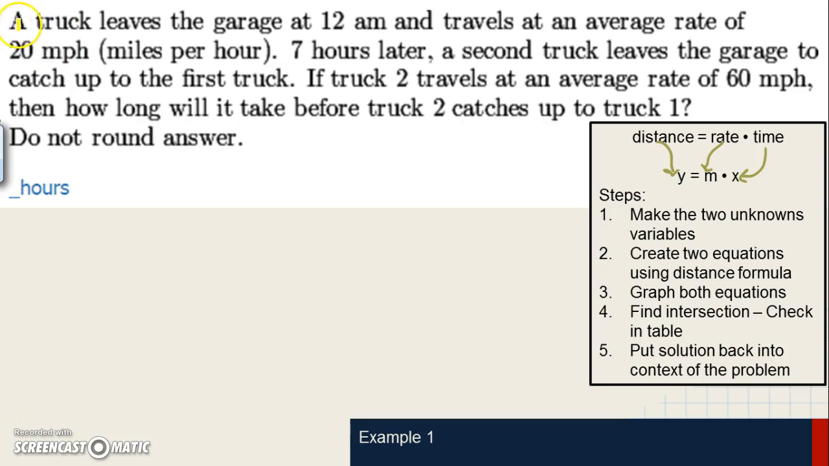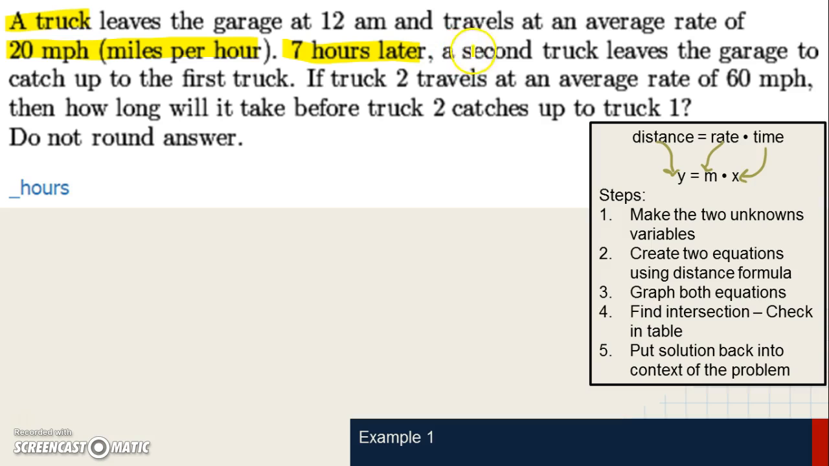So a truck leaves at 12 a.m. and travels at an average rate of 20 miles an hour. So here we go. 20 miles an hour, that is a rate, that's why I'm highlighting it. 7 hours later, that is a time, that is why I'm highlighting it.